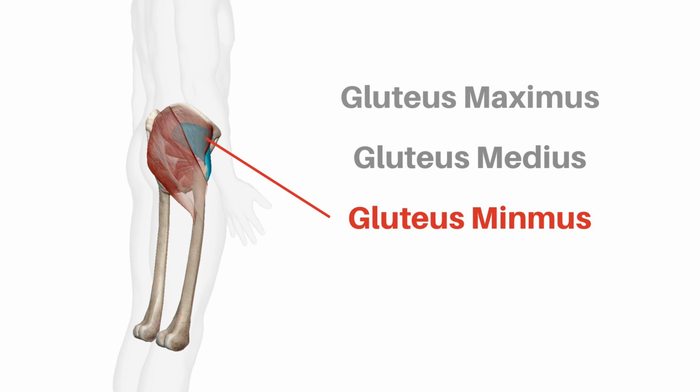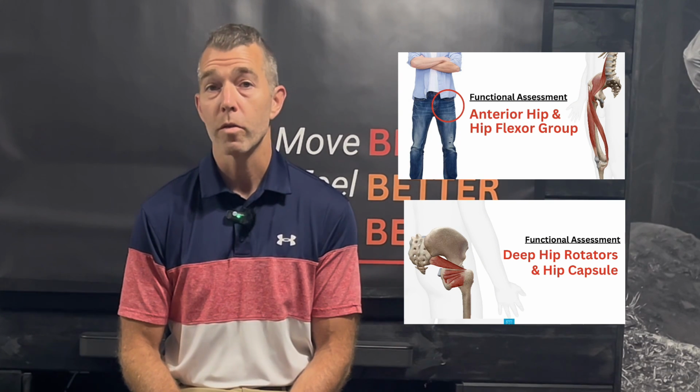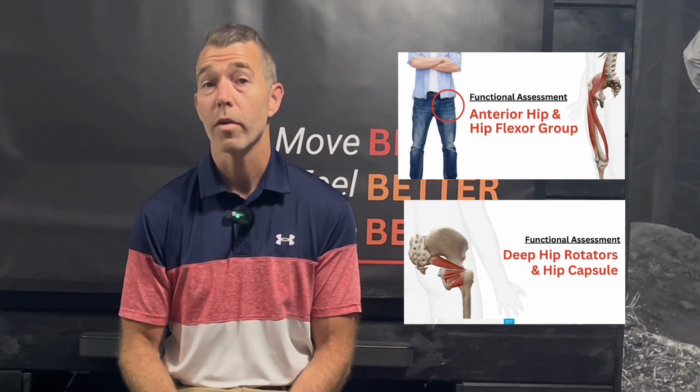Then in two follow-up videos, I'll review the tests we would use to assess the anterior hip, which will primarily involve the hip flexor muscles as well as the anterior hip capsule, as well as another video to assess the posterior hip capsule and the deep hip internal and external rotator muscles. And what I'll do is add links to those videos in the description below for this video. So with that said, let's review how to assess the posterior lateral hip.